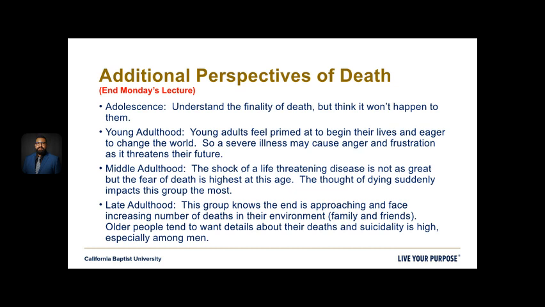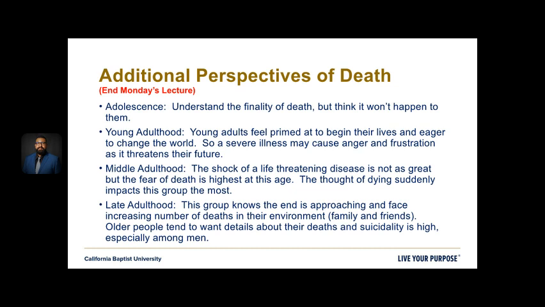In young adulthood, what we see is young adults feel primed to begin their lives and eager to change the world. So when someone encounters a severe illness in young adulthood, it can actually lead to fears of anger and frustration. And that's primarily because in this age, you're developing this sense of how I want to change the world. What's the legacy that I want to leave behind, the impact that I want to have on society. And so death is almost seen as an inconvenience because you're so forward thinking in young adulthood. You really start to see death as something that's going to slow your ability to make the changes that you want in the world.